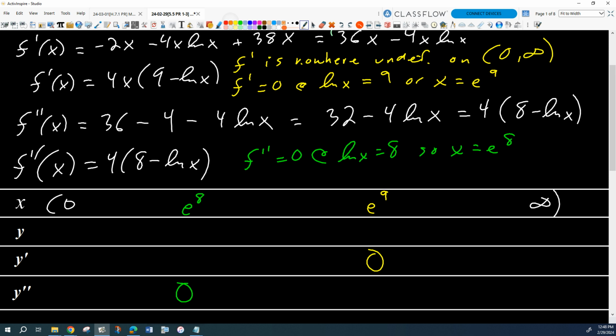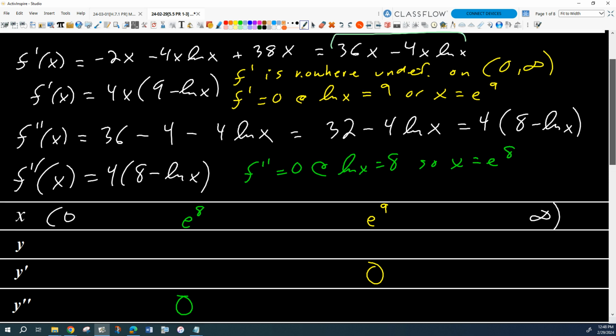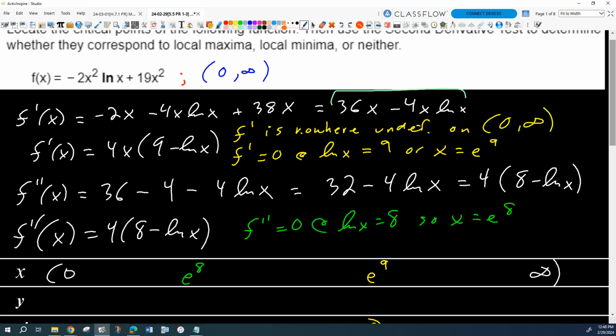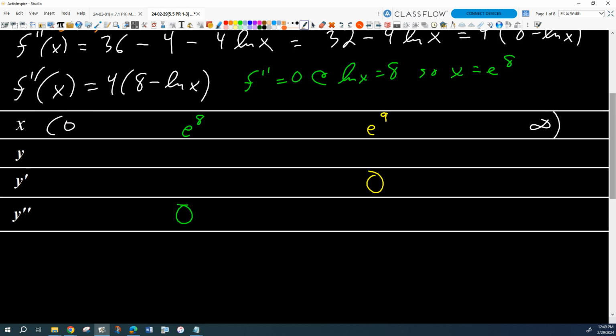If we evaluate, f double prime of e to the 9th would be 4 times 8 minus natural log of e to the 9th. What's the natural log of e to the 9th? 9. So I'm getting negative, right? Negative. Right, this is tricky.